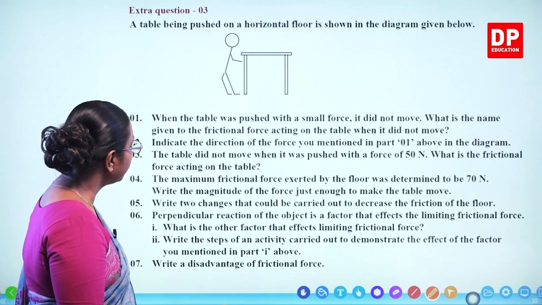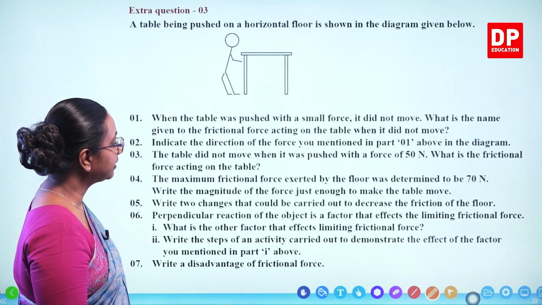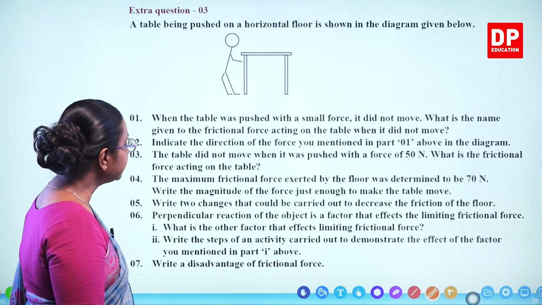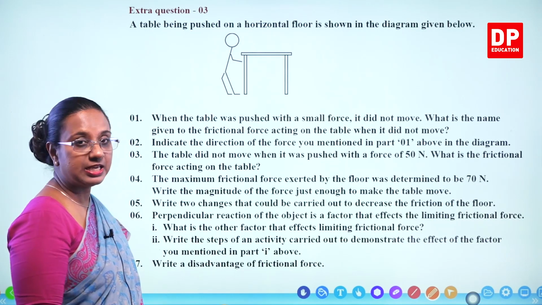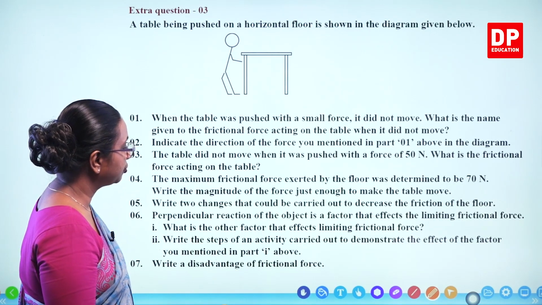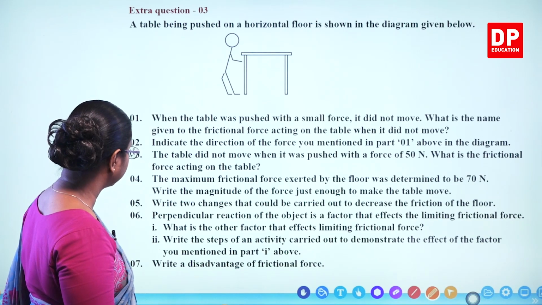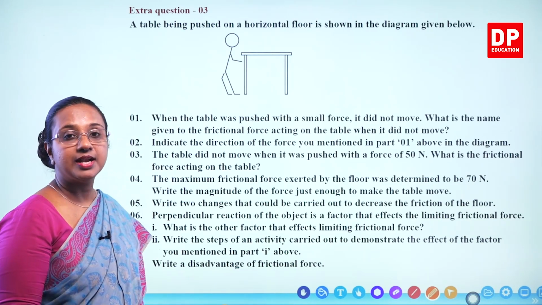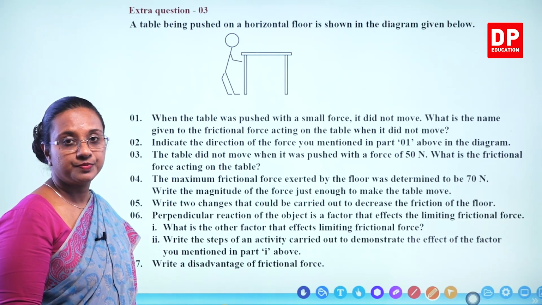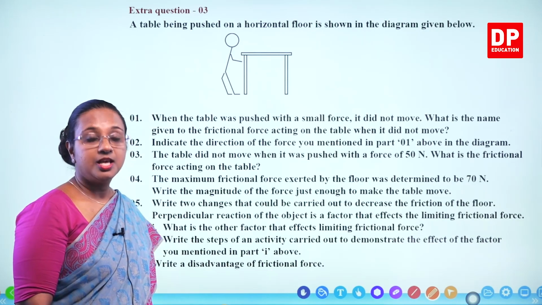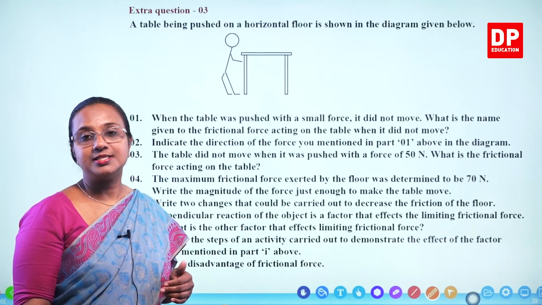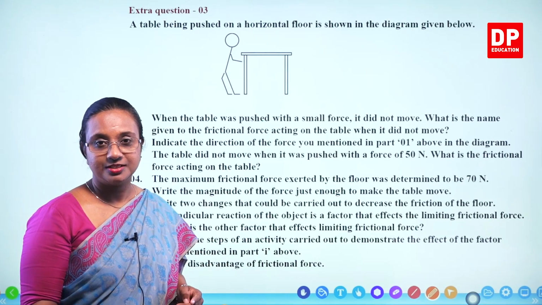6. Perpendicular reaction of the object is a factor that affects the limiting frictional force. Under that, what is the other factor that affects limiting frictional force? Write the steps of an activity carried out to demonstrate the effect of the factor you mentioned in part 1 above. Write a disadvantage of frictional force. So these are the questions. You'll answer it first and then you can compare your answers with my discussion.